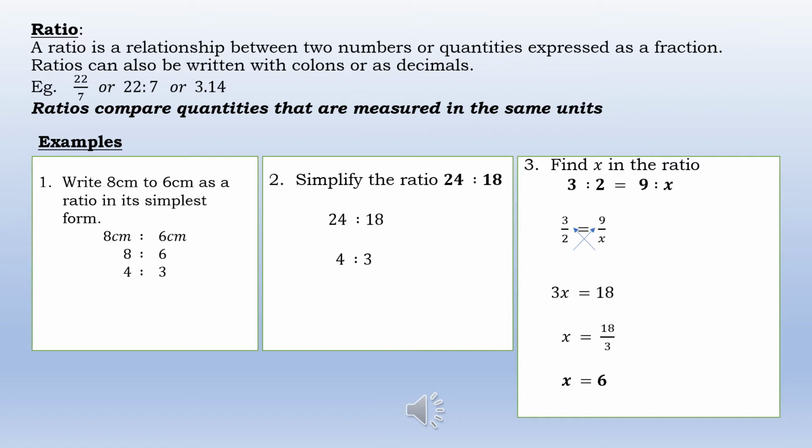So we get 3x is equal to 18. Now to find the value of x, we have to remove 3, and that can be done by dividing by 3 on the other side. So dividing 3x by 3, we get x, and we need to divide 18 by 3 as well. So x is equal to 6.